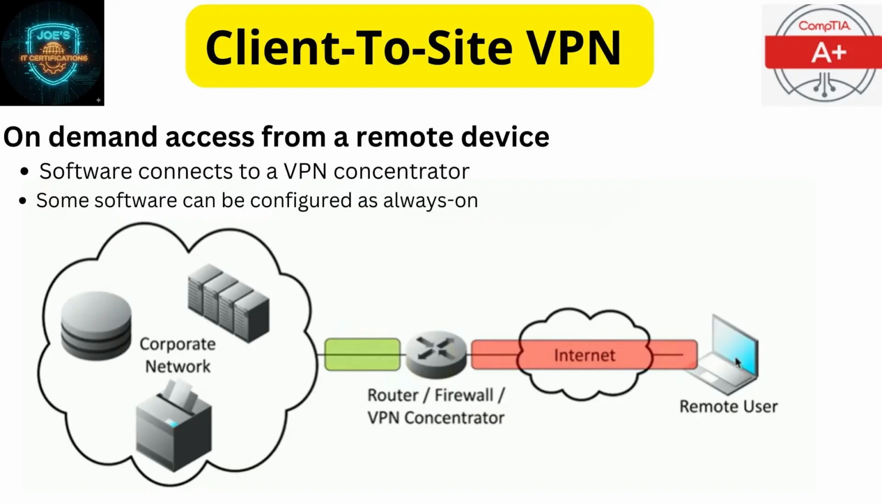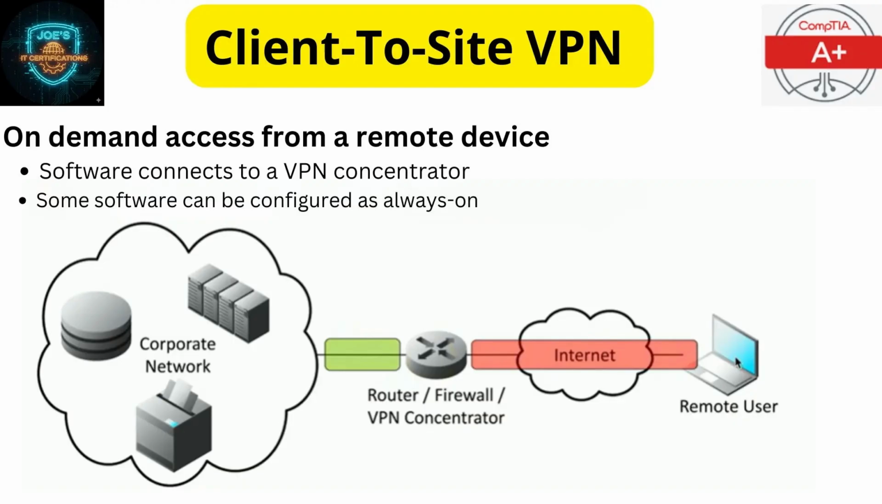This means that all of the communication from the remote user to the concentrator is always encrypted. So we know that all of the data we're sending over the network is completely protected. The concentrator is responsible for taking that encrypted communication, decrypting it, and sending it on its way to the resources that we're accessing inside of our corporate network.